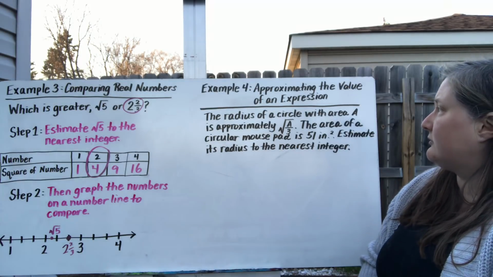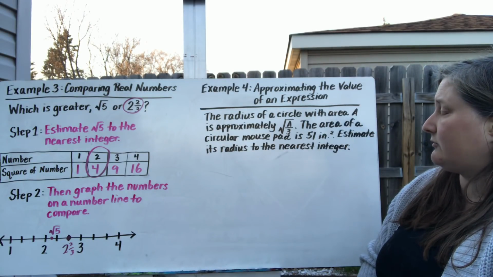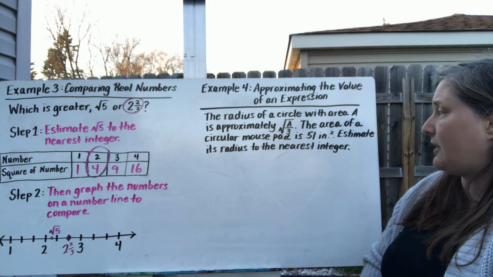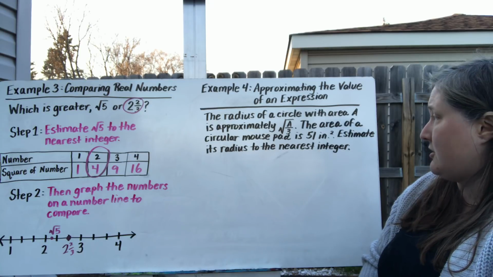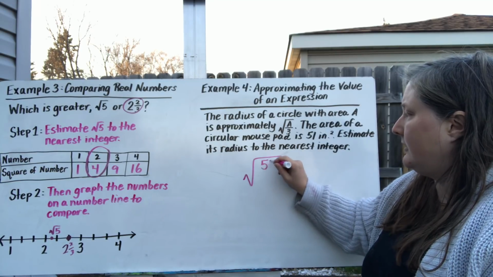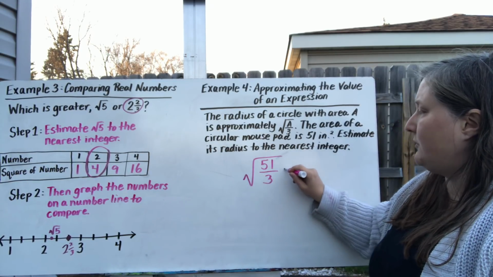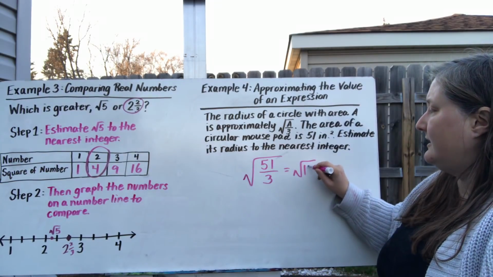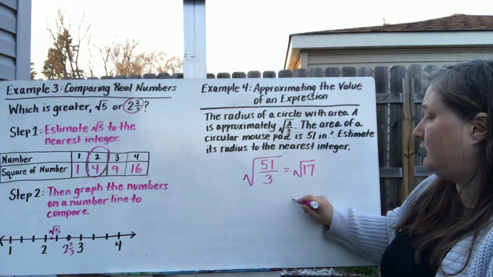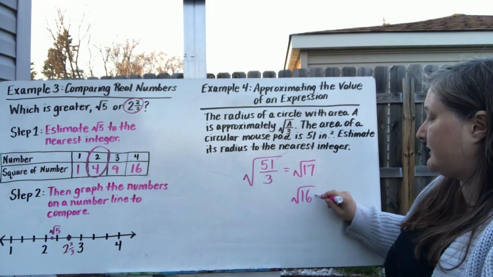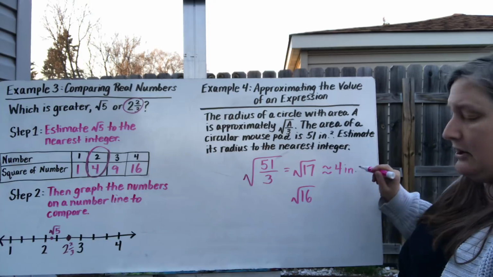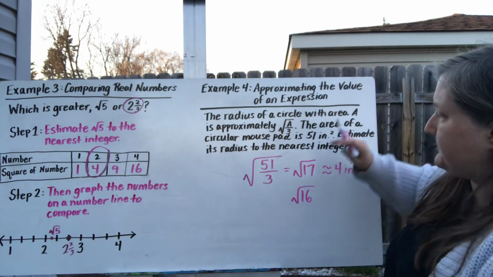So this one says the radius of a circle with an area A is approximately the square root of A divided by 3. The area of a circular mouse pad is 51 inches squared. Estimate its radius to the nearest inch. So 51 is going to go in for our area. 51 divided by 3 gives us 17. Now 17 is not a perfect square, but the closest perfect square to 17 is square root 16. So I'm going to say this is going to be about approximately 4 inches for our radius.